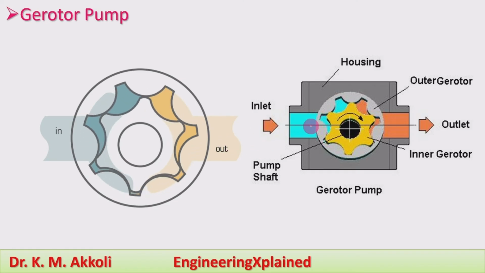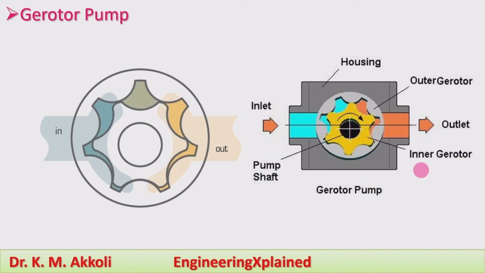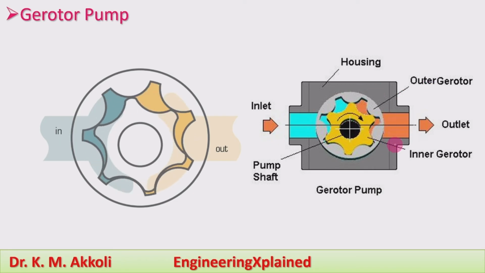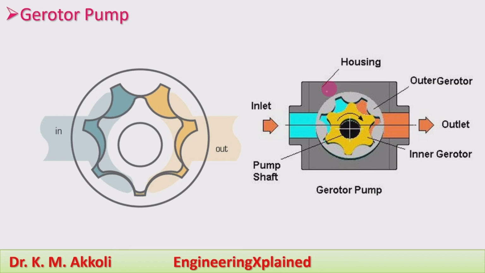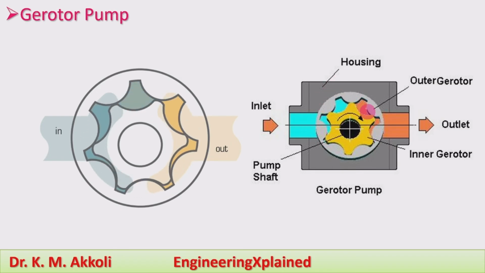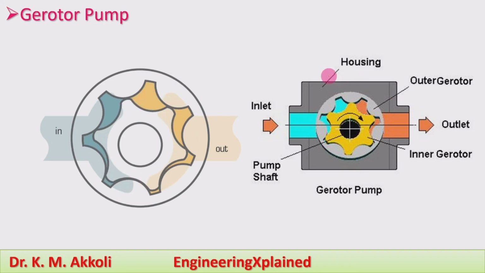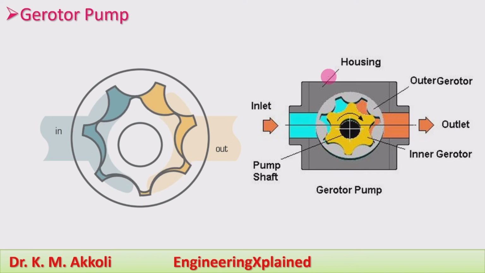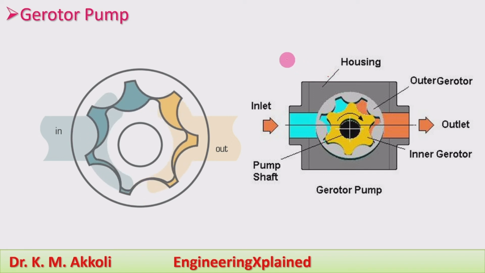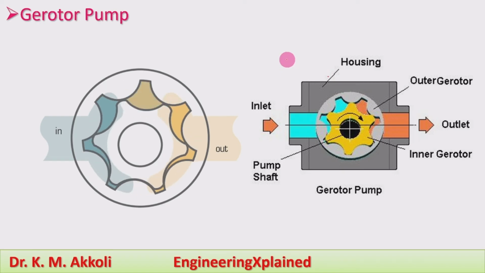Here we can see the inlet, the pump shaft and generator pump, and this one is the outlet, the inner generator and outer generator. We can see the inner generator teeth, and the outer generator, where the teeth space is formed, and the housing of the pump. Okay, this is the operation of the generator pump. In this session I have discussed these five types of gear pumps, and next we'll move on.